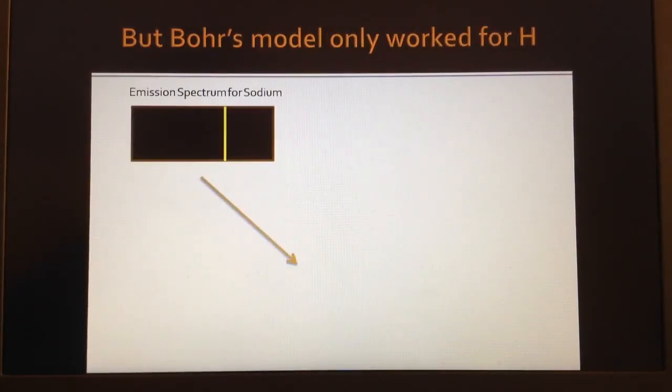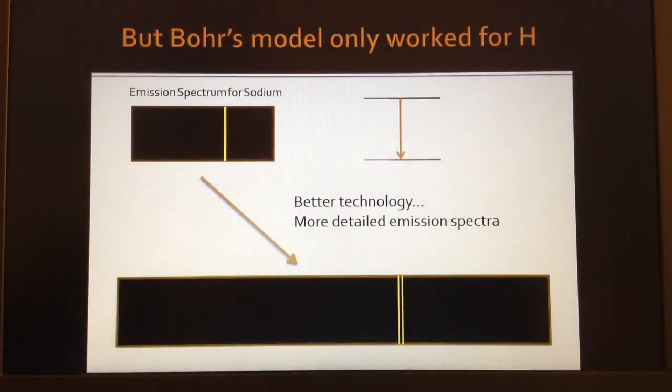Bohr's model of the atom really only worked for hydrogen. If he looked at the emission spectrum from sodium, so what light sodium gives off, he noticed 1 line. This made sense. It went from a high energy level to a low energy level. As we got better technology, we could get more detailed emission spectra, and Bohr observed that it was really 2 lines. So there was something going on with that higher level of energy.